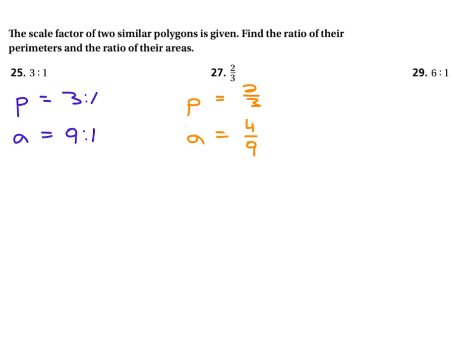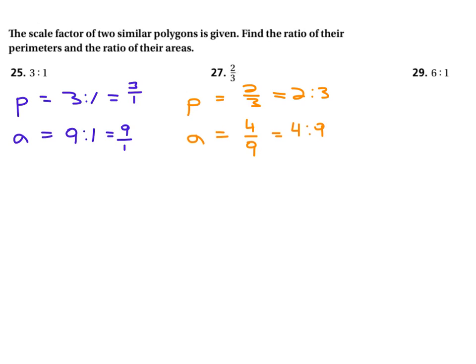By the way, you could just as easily write this as 3 to 1 as a ratio, as a fraction, and this as 9 to 1. And you could just as easily write this as 2 to 3 like that, and 4 to 9 like that, if you wanted to. It doesn't make a difference how you write it. And the same thing with this one.